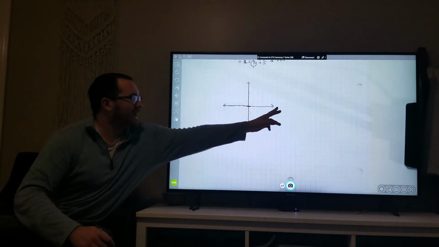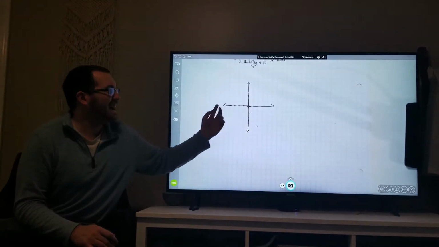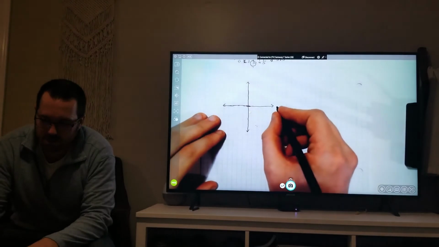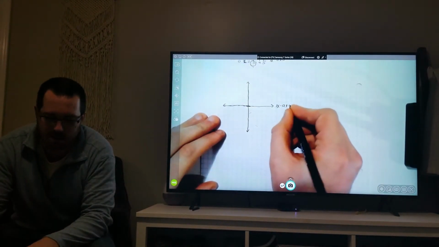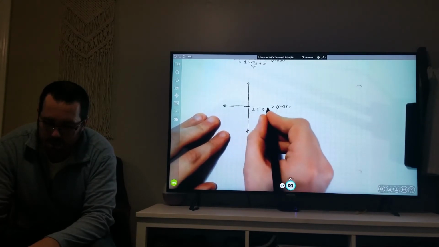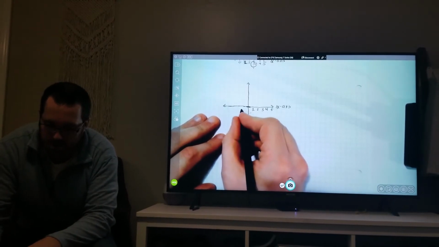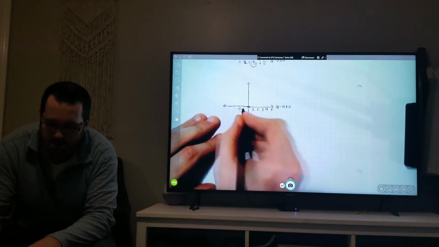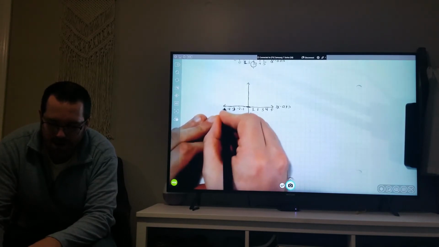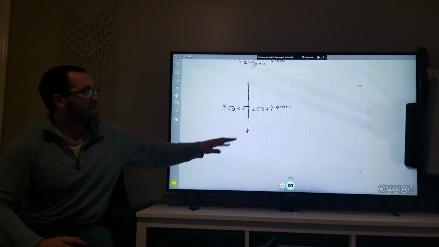So anything to the right of this middle line is going to be positive. But anything to the left of that line is going to now be negative. So this is still going to be our x-axis. And going across, we still have 1, 2, 3, 4, 5. But now when we go the other way, we get -1, -2, -3, -4, and -5. So we're working in the negatives as we go further past that point.